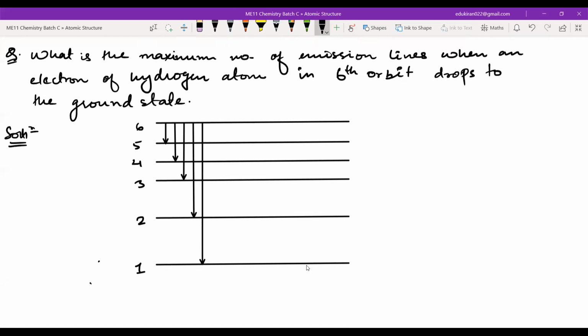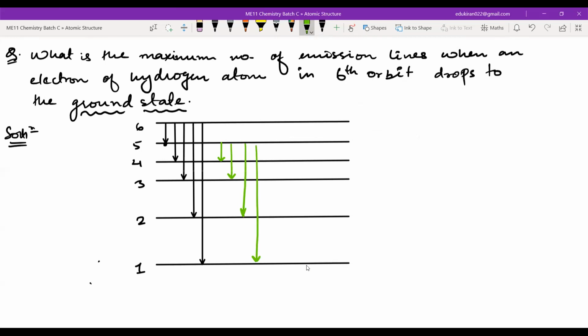Now, if you are in 6, that can happen. But you have to reach the ground state, right? That means if I go from 6 to 5, the process is not complete yet. That means when I get to 5th, then I can have these kinds of transitions. Yes or no? If I get to the 5th one.